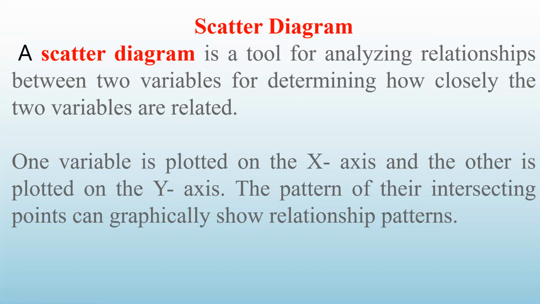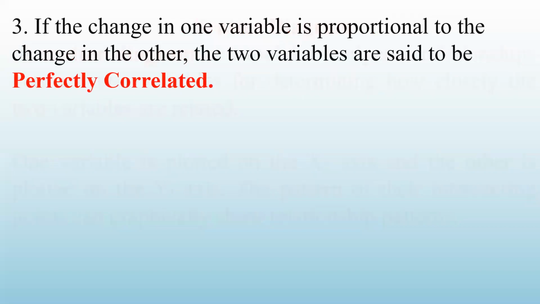So, to see the scatter diagram, what we do is, one variable is plotted on the x-axis, which is the horizontal axis, and the other one is plotted on the y-axis, that is the vertical axis. And from the pattern of their intersecting points, which we see in the graph, we can see the correlation between them, whether it is positive, negative, or there is no correlation. Let us see here.